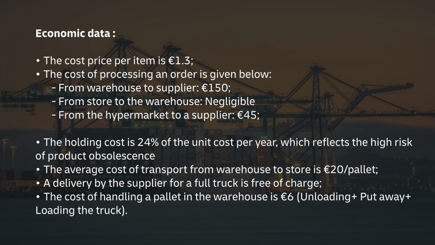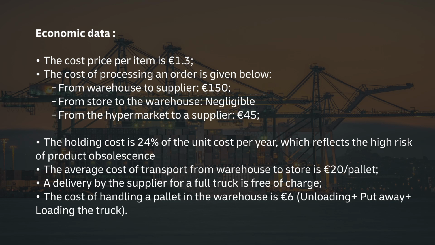Now for the economic data, the cost price per item is 1.3 euro. The cost of processing an order from a warehouse to supplier is 150 euro. From store to the warehouse, it is negligible. And from the hypermarket to supplier, it is 45 euro. The holding cost is 24% of the unit cost per year, which reflects, of course, the high risk of product obsolescence. The average cost of transport from warehouse to store is 20 euro per pallet.